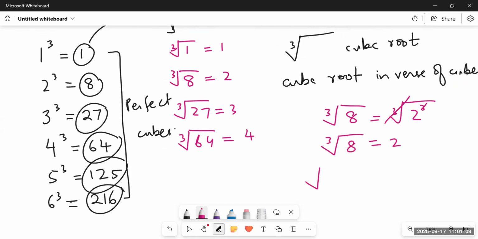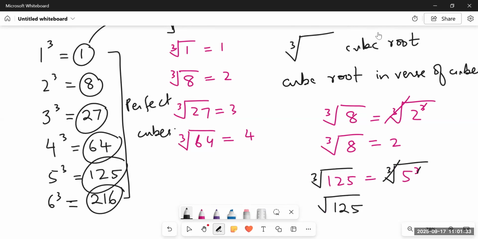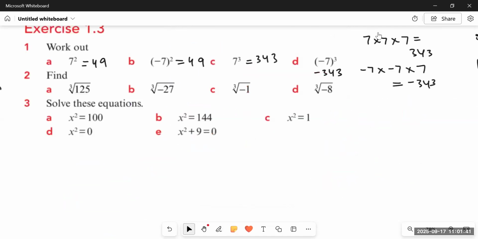Similarly, when we talk about the cube root of 125, 125 is equal to 5 cubed, right? So we can put 5 cubed inside the cube root. If we find the cube root on both sides, what will happen? The cube root will cancel the cube and we are left with 5, which means the cube root of 125 is 5. Now let's move to the question. The question says find the cube root of 125. We just discussed that the cube root of 125 is 5.